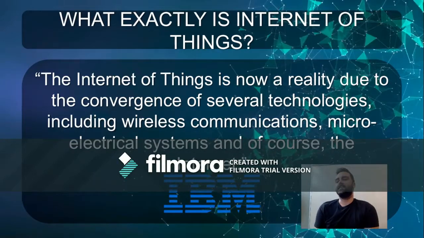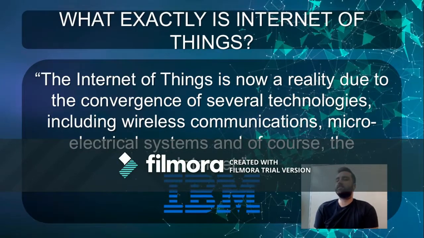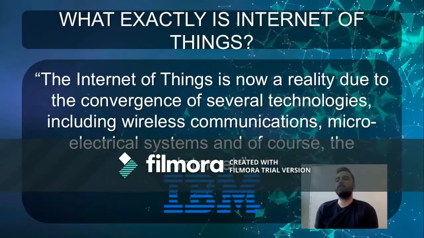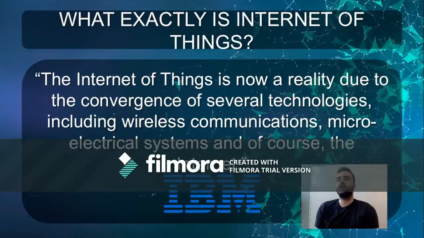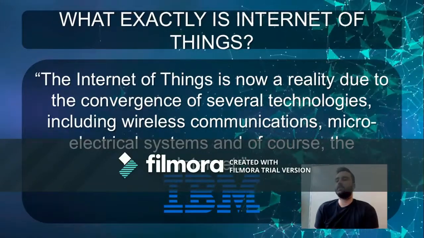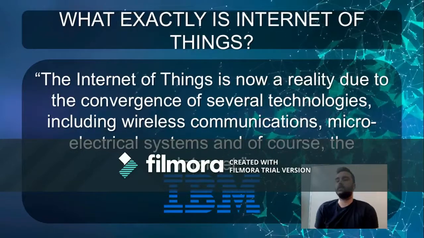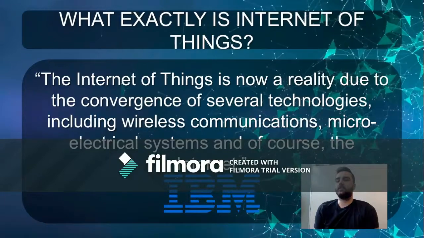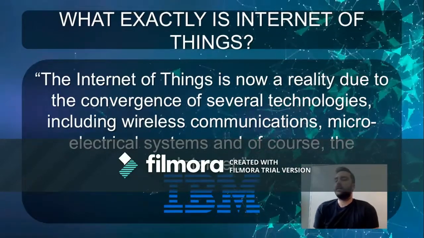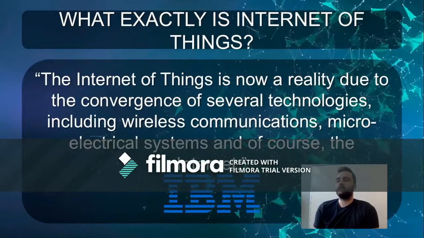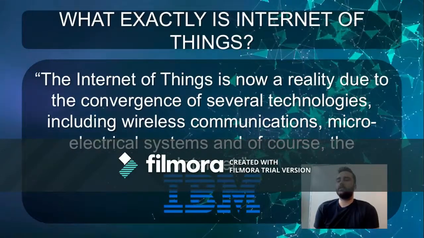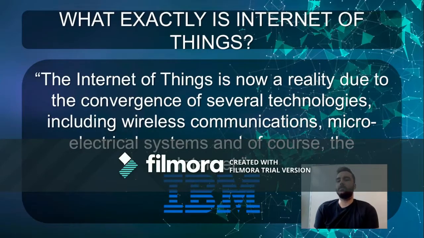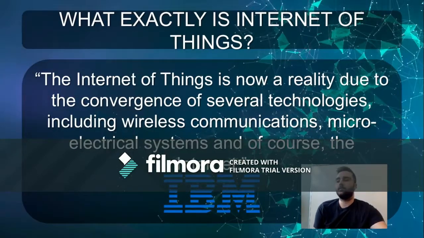Right, so what exactly is the Internet of Things? According to International Business Machines Corporation, the Internet of Things is now a reality due to the convergence of several technologies, including wireless communications, microelectromechanical systems, and of course, the internet. A thing is an object with embedded electronics that can transfer data over a network without any human interaction. Examples are wearable devices, environmental sensors, machinery in factories, devices in homes and buildings, or components in a vehicle.